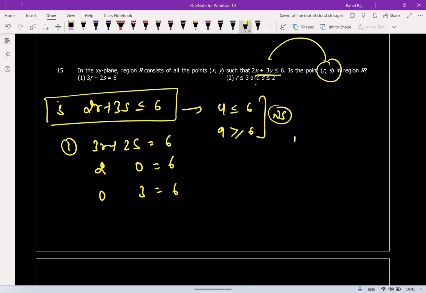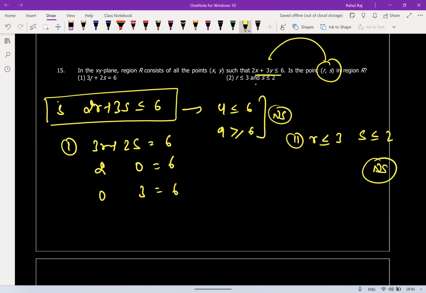Option number 2 says r is less than or equal to 3 and s is less than or equal to 2. You take some point, r is equal to 3, s is equal to 2, you will see 2r plus 3s is greater than or equal to 6. You take r is equal to 0, s is equal to 0, you will see 2r plus 3s is less than 6. Not sufficient.